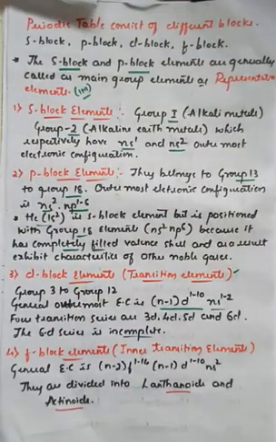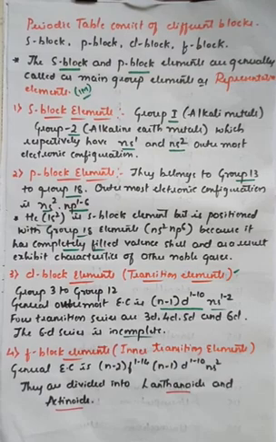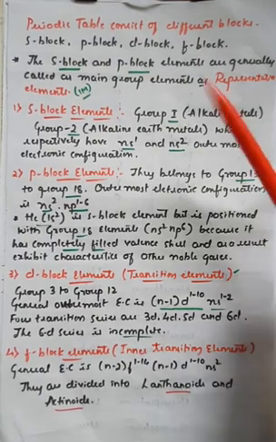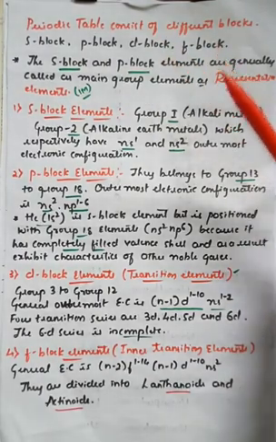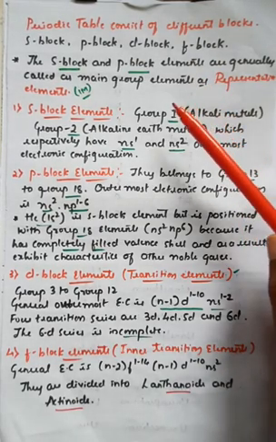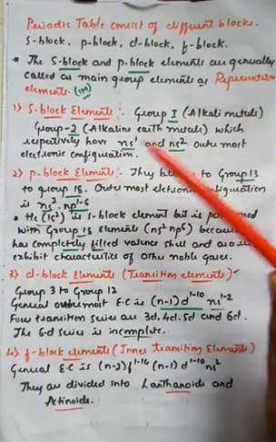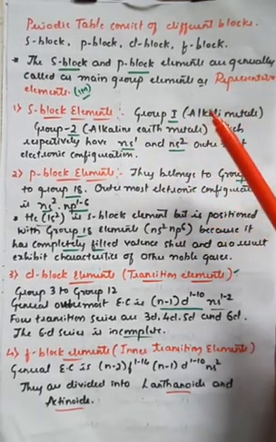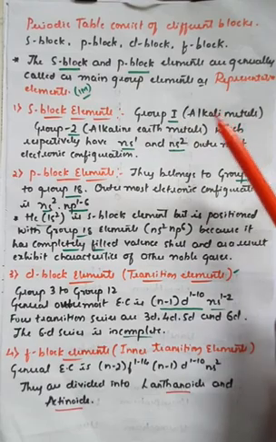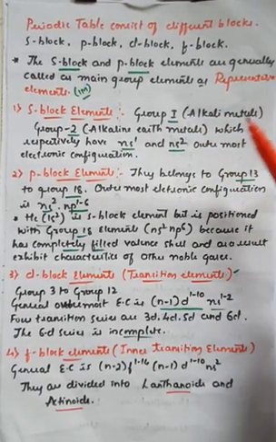So this is the complete information regarding the different blocks present in the periodic table. First one is S block, second is P block, third is D block, and fourth is F block. Just remember the groups present in S block. S block consists of 2 groups, group 1 and group 2, which are called alkali and alkaline earth metals respectively. The electronic configuration of the outermost orbit is ns1, and maximum it can hold 2 electrons, so it is ns2.